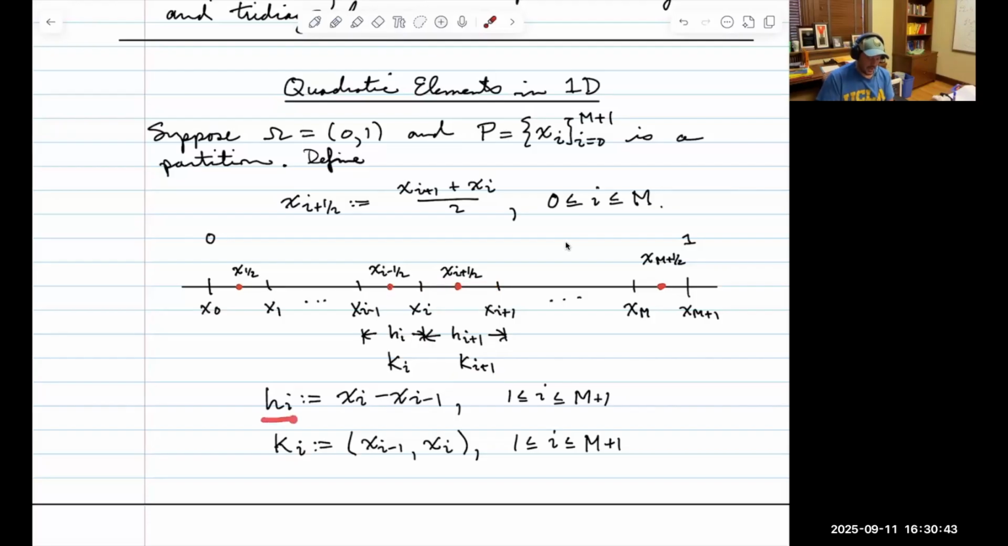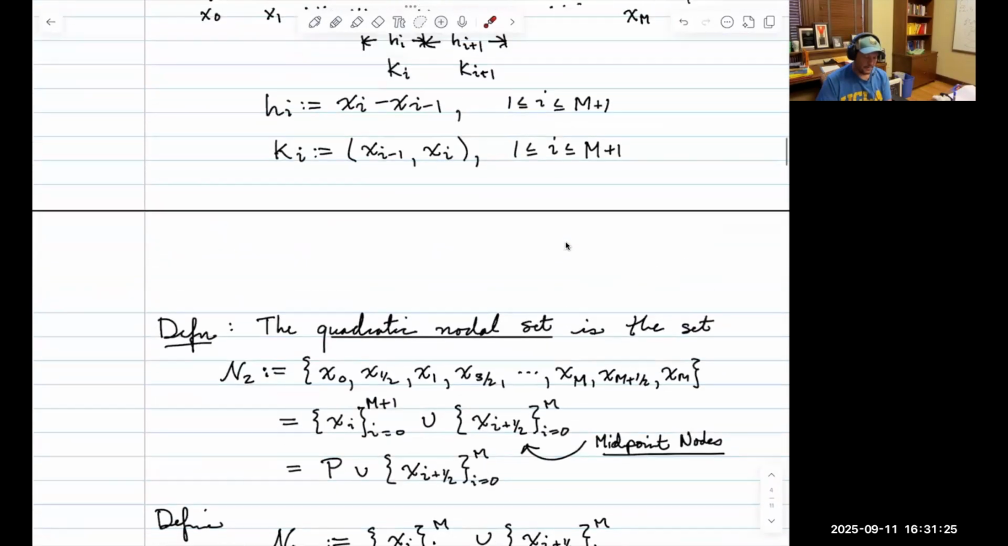As before, h_i is defined as x_i minus x_{i-1}. This calculation is valid for i between 1 and m plus 1. And I'm going to call these triangles because in 2D they really are triangles. The triangles are the intervals. K_i are the intervals x_{i-1} to x_i, open intervals, that is not including the endpoints, and those are also indexed for i between 1 and m plus 1. All right, so we're just getting all the notation in order.